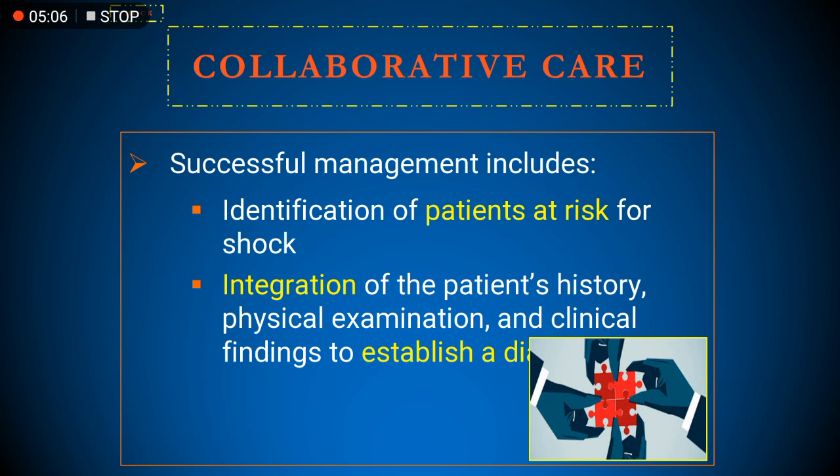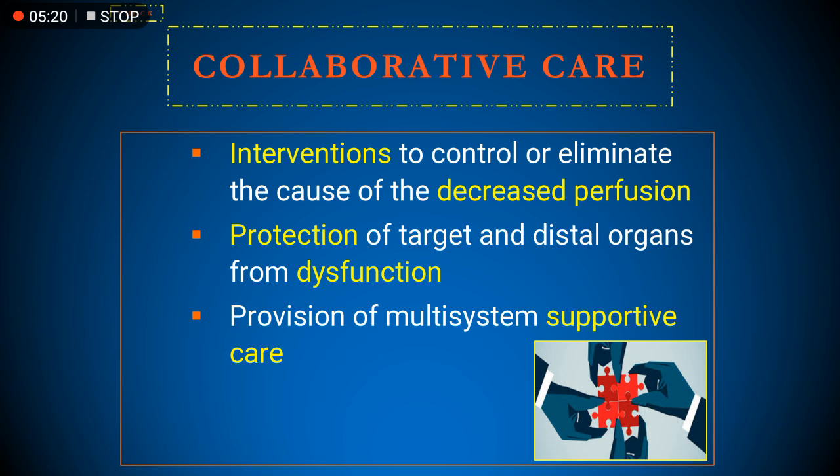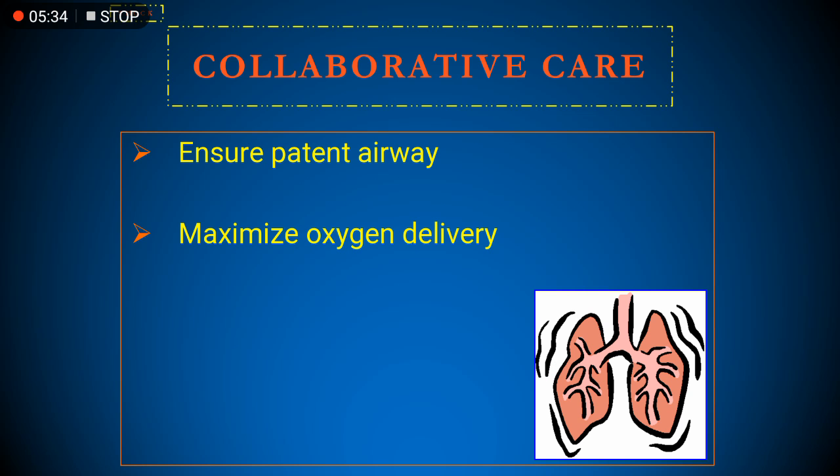Collaborative care includes identification of patients at risk for shock, and integration of patient history, physical examination, and clinical findings to establish a diagnosis. It includes as well interventions to control or eliminate the cause of the decreased perfusion, protection of target and distal organs from dysfunction, and provision of multi-system supportive care. Specifically, in the airway, it is important that we maintain a patent airway and maximize the delivery of oxygen through oxygen support or adjuncts.